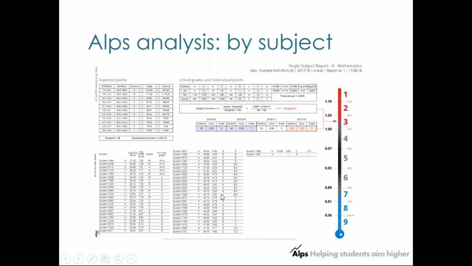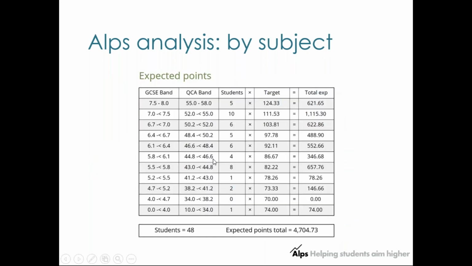And here you were able to see all of the students that took maths. You've got their average GCSE point score, and you've got their actual grades versus their expected grades. So you can make individual student comparisons about how well they did. So top left-hand corner, we said that we would see expected points.